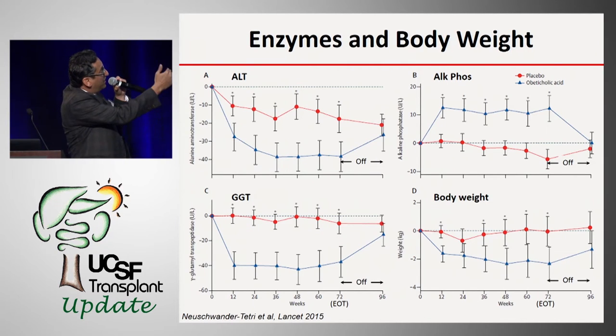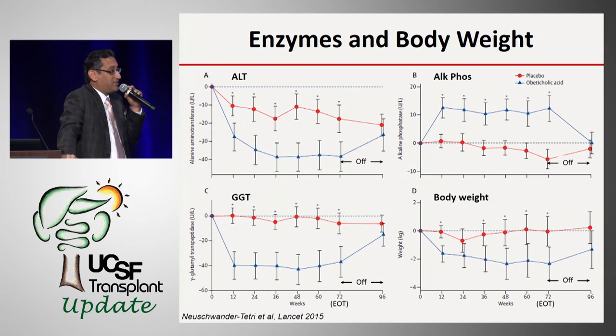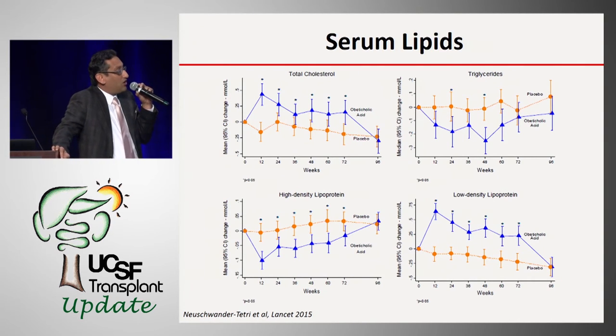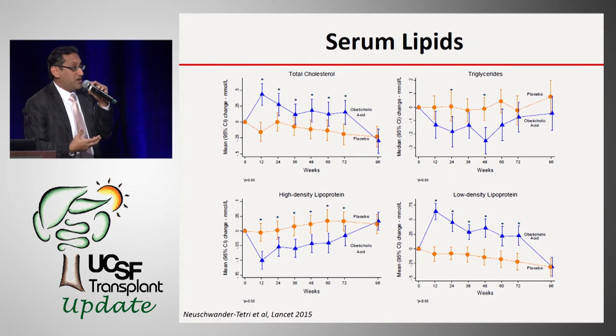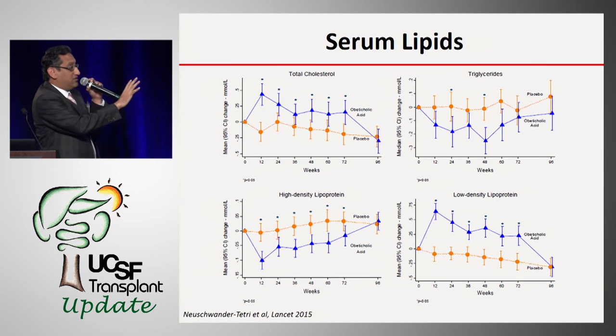It had a very good drop in ALT, GGT, and body weight. Interestingly, and surprisingly for most of us, patients on obeticholic acid lost about 2.3 kilograms. But there was a slight increase in alkaline phosphatase, which we cannot explain. The thing we were worried about is that patients on obeticholic acid had an increase in total cholesterol, a decrease of HDL, and an increase of LDL. So with a medication we're using for NASH, we have to understand the other metabolic risk factors. That was one of the concerns for the study.